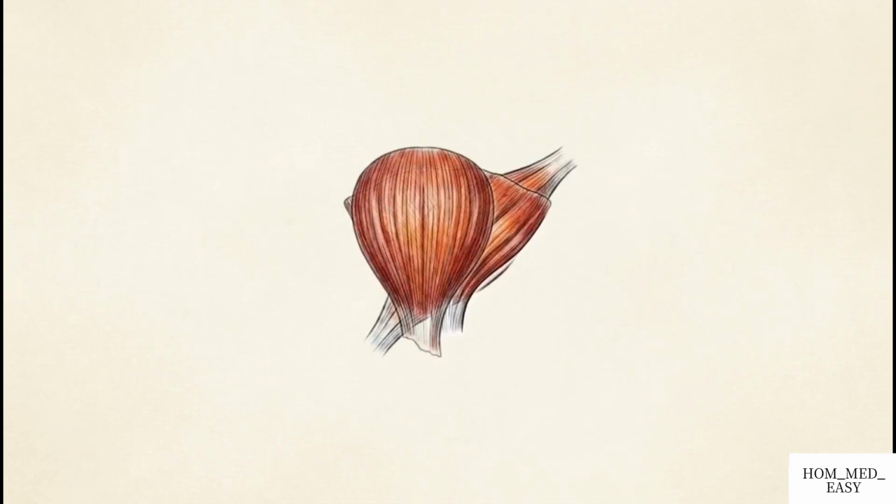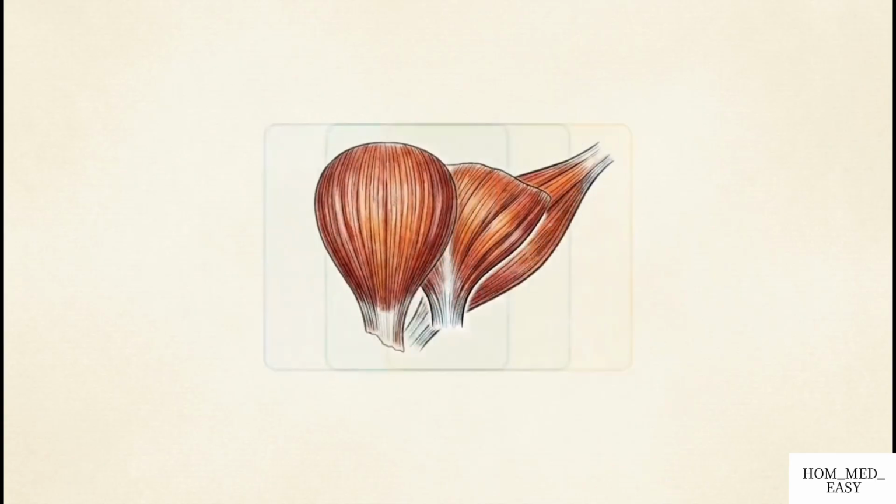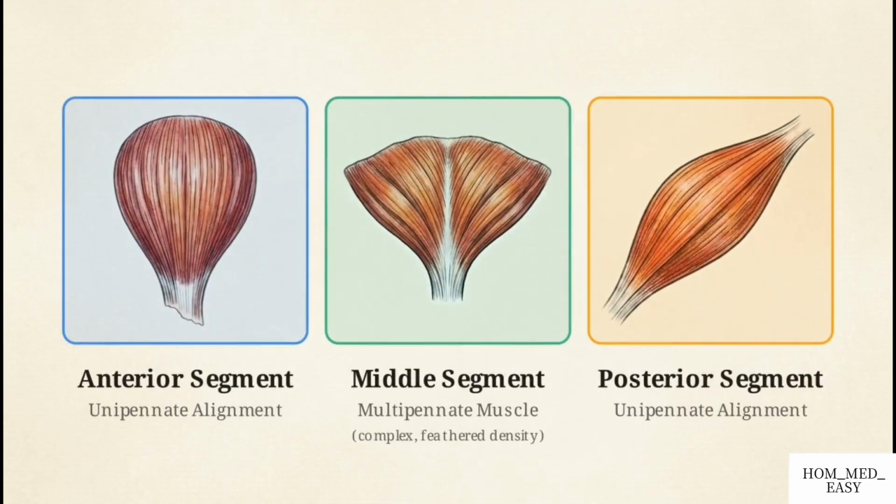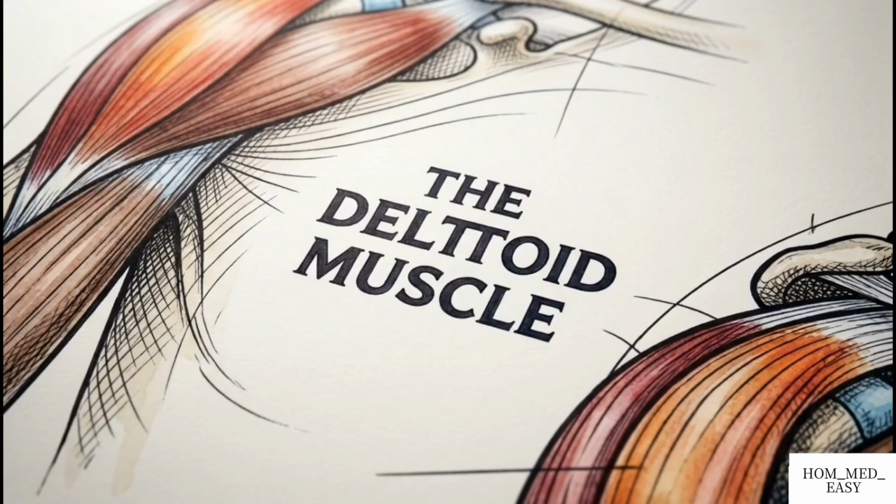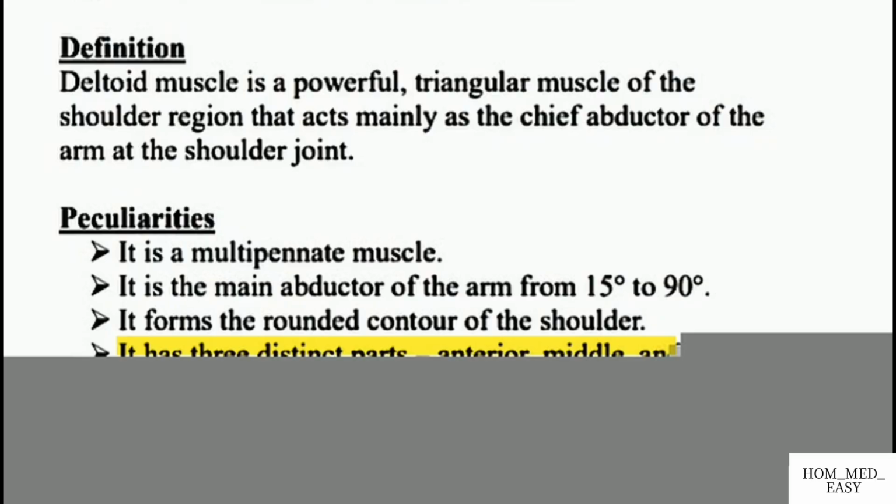The external contour of the shoulder is the product of three distinct muscle segments that do not function as a single unit. Medical texts define the deltoid through specific anatomical and mechanical properties. As noted under peculiarities, the muscle is divided into three distinct parts: anterior, middle, and posterior. It is also identified as a multipennate muscle, dictating internal fiber alignment. This architecture allows it to be the primary abductor from 15 to 90 degrees.